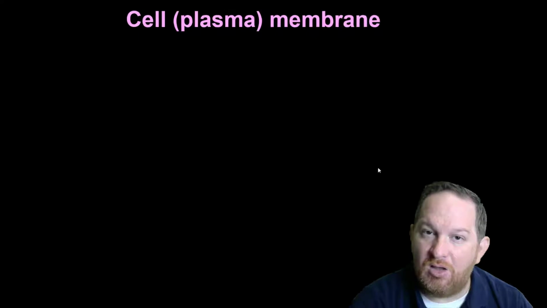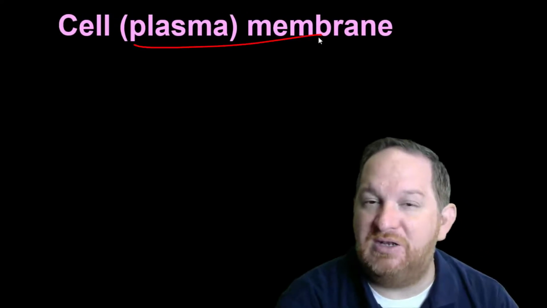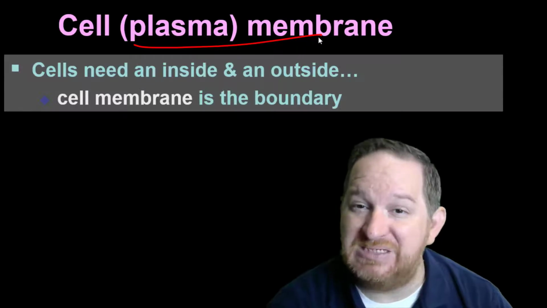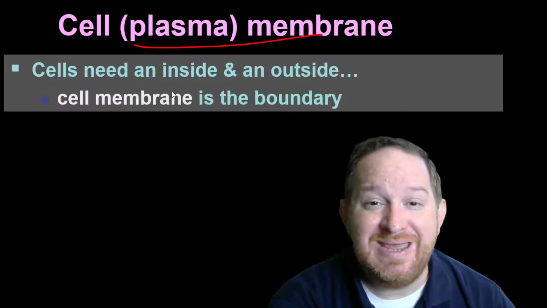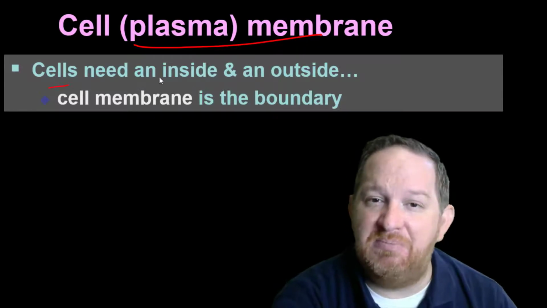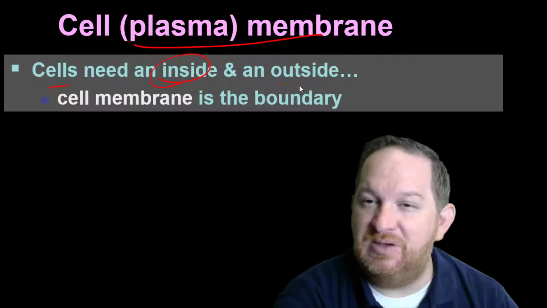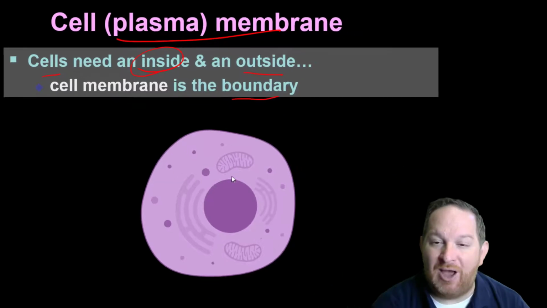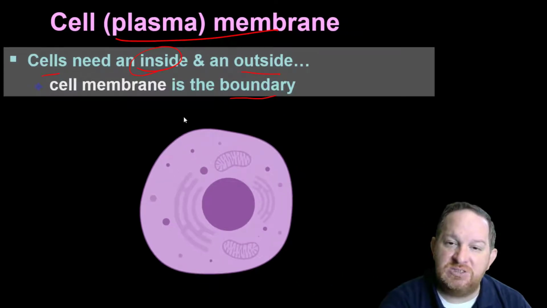So your cell does have a protective barrier. We call that a cell membrane, or some people call it a plasma membrane, because we need to have a cell that keeps some things inside and some things outside. So the cell membrane is just a natural boundary. So here you can see our cell membrane.